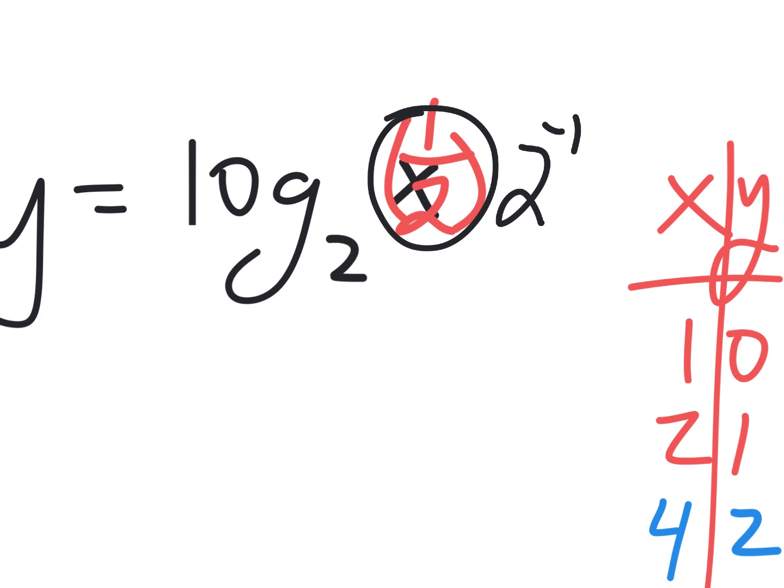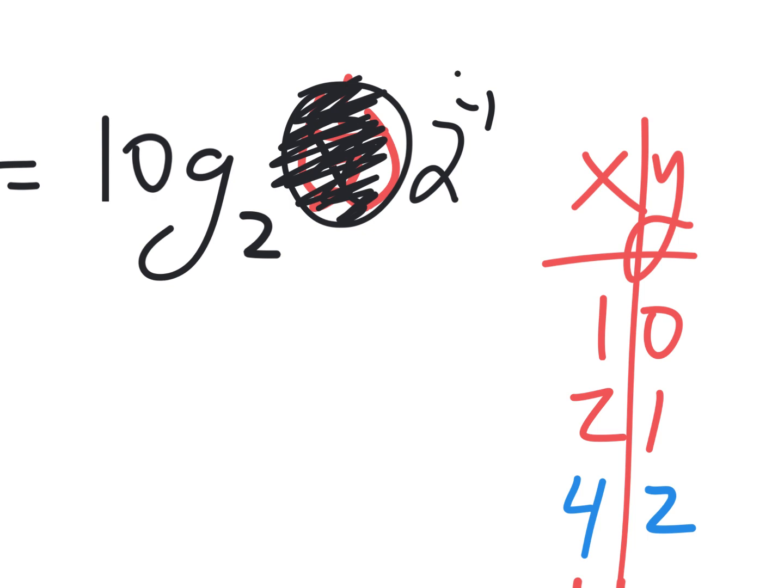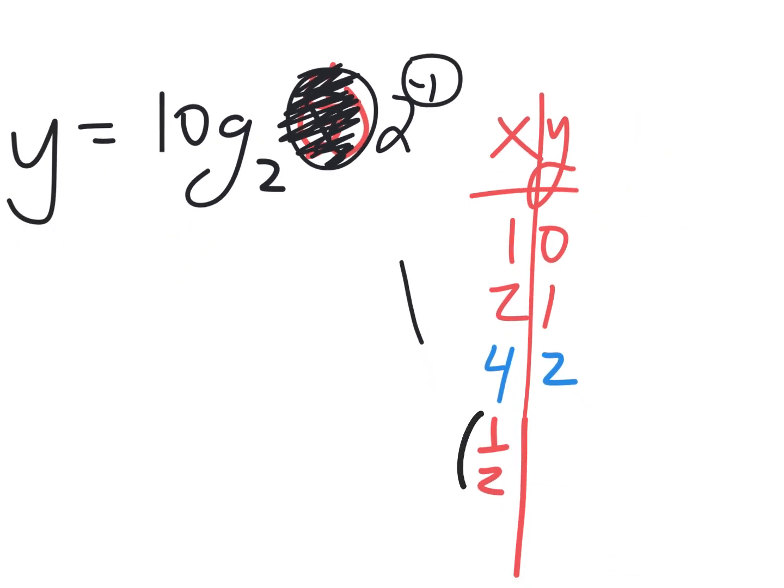I know a lot of people have forgotten their fraction exponents and their negative exponents, but this is an important one. 2 to the negative 1 is the same as 1/2. So then you really put in 2 to the negative 1, which is 1/2. You put in 1/2, and now what's the answer? Negative 1. That's the answer. So we put in 1/2, which is the same as 2 to the negative 1, and we got negative 1.